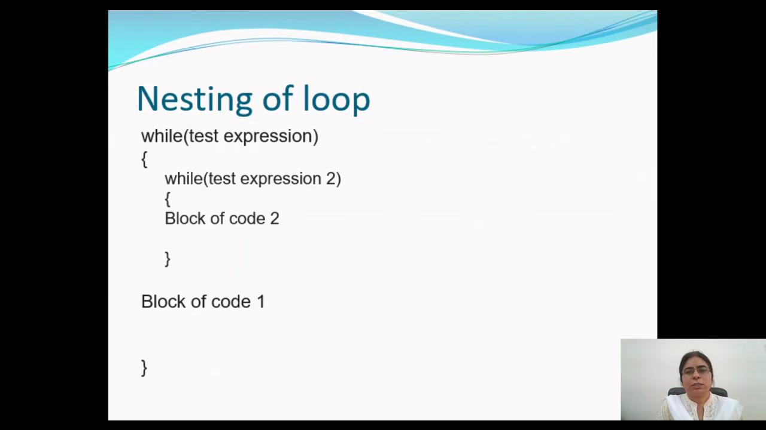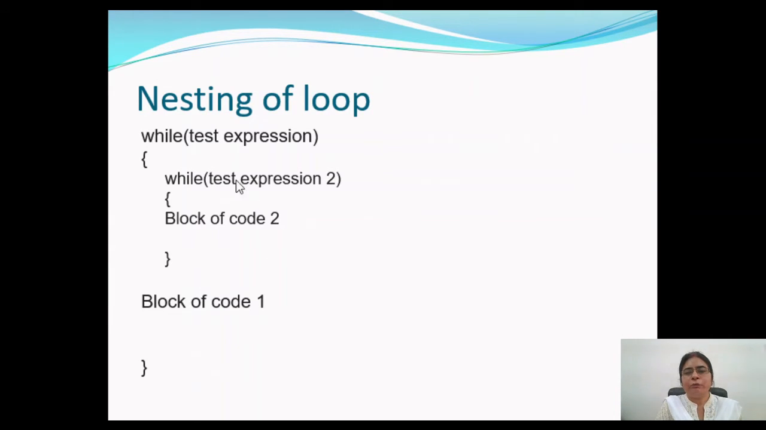Now let us see how nesting of loops works. When we studied the topic of control statements, we discussed that nesting means to embed one statement within the body or within the block of another statement. The same is the case with loops. If we want to nest one loop within another loop, we embed one statement within the block of another statement. Let us see this with the help of this while statement example.